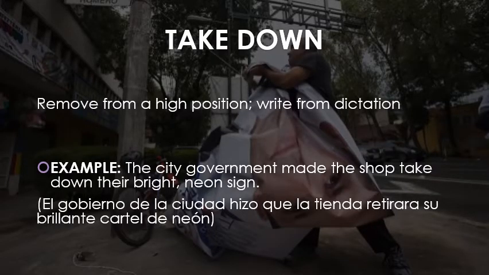The next phrasal verb is take down. The meaning of take down is remove from a high position, right from dictation. For example, the city government made a shop take down their bright neon sign. En Spanish, el gobierno de la ciudad hizo que la tienda retirara su brillante cartel de neón.